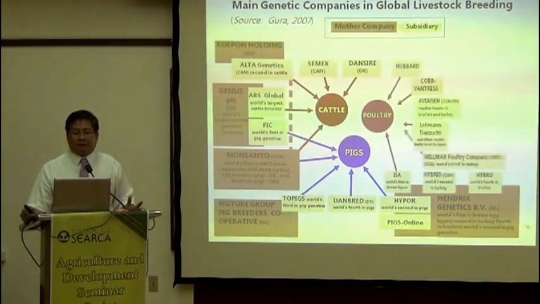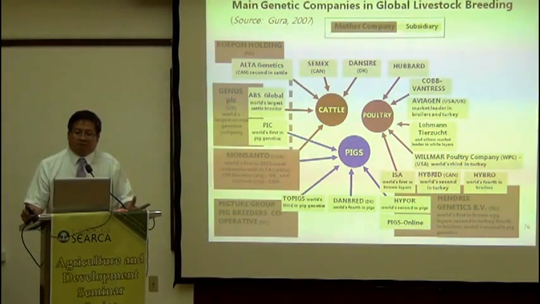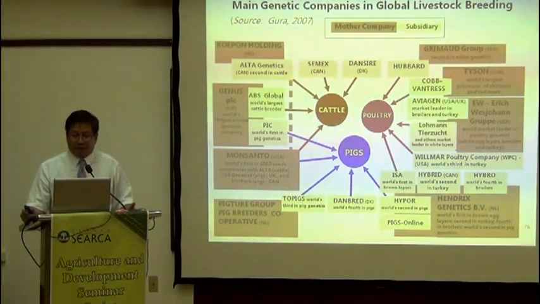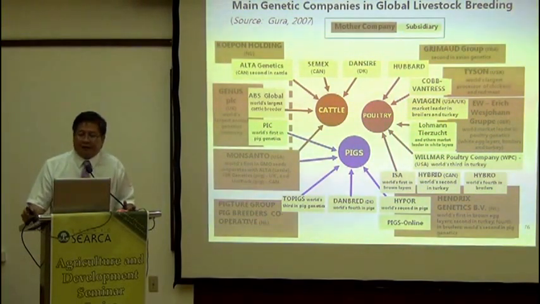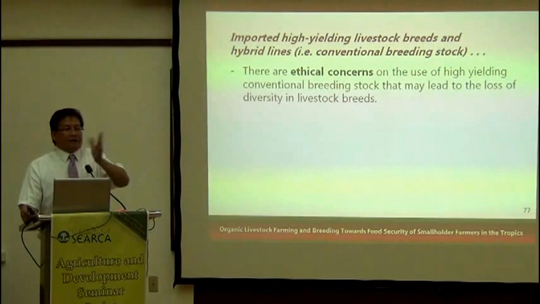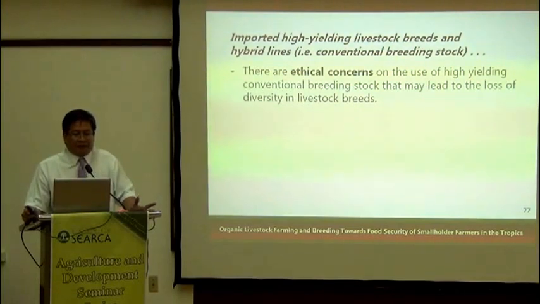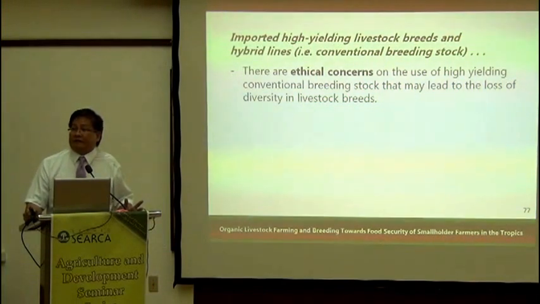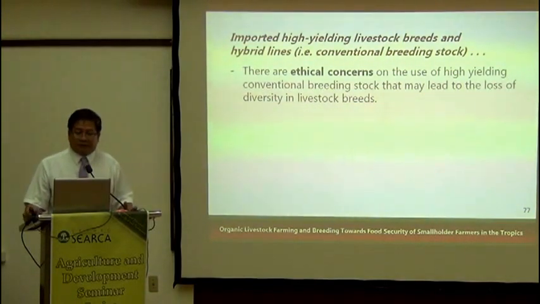For chickens and other poultry species like that of turkey, you have Hubbard, Cobb, Aviagen, but they're mainly controlled by those people from France, from the US, from Germany, from Canada, and of course from the UK. And they control the production of these high-performing or high-yielding resources. However, in these countries that I have mentioned, there are ethical concerns, especially in using those high-yielding breeding stock, mainly because they would lead to the loss of diversity in the livestock breeds. As I've said, only a handful of breeds are actually being maintained by these breeding companies.